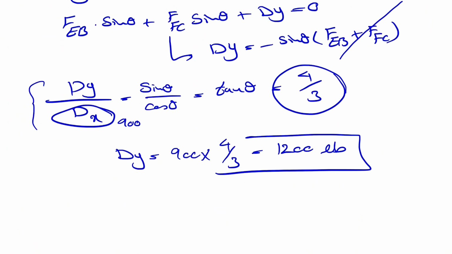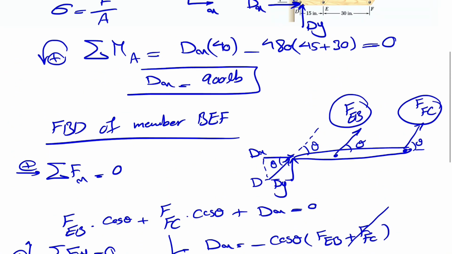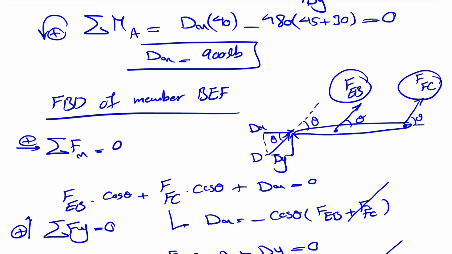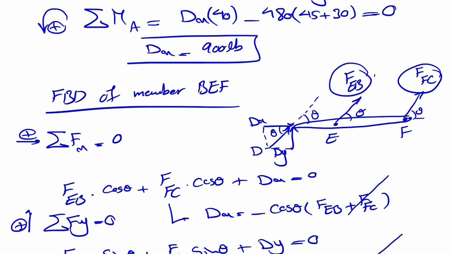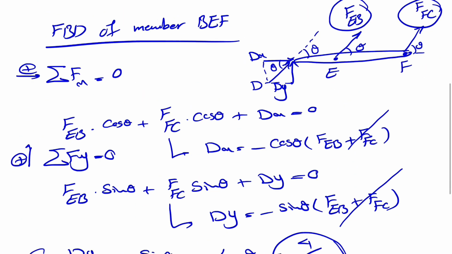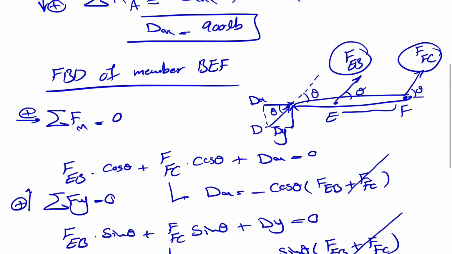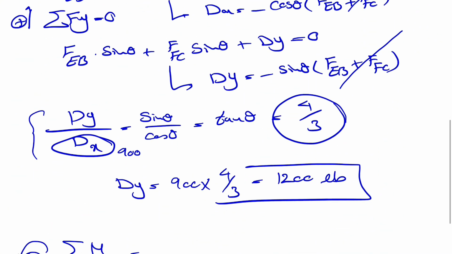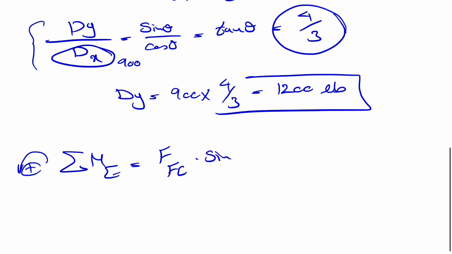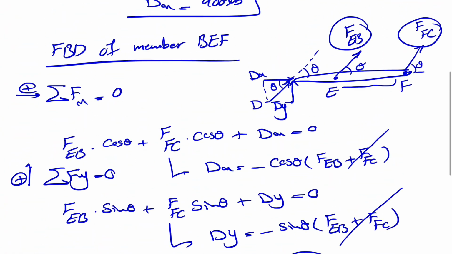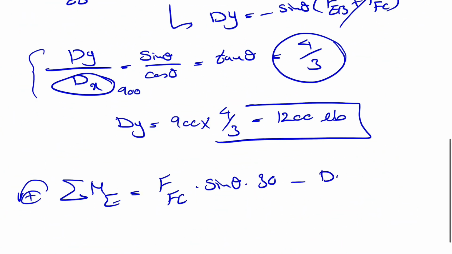Now that we have dy and dx, all we need to do in here is take the moment about point E or about point F, and we can find each of these unknowns, because we can cancel out the two unknowns that we have. For example, let's go with the moment about point E. Counterclockwise positive. So we have the moment of FFC: FFC sine of theta times the distance, which is 30, and we have the moment of dy, which as we can see is a clockwise moment, so negative dy times 15 is equal to 0.